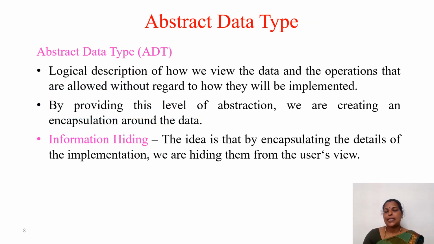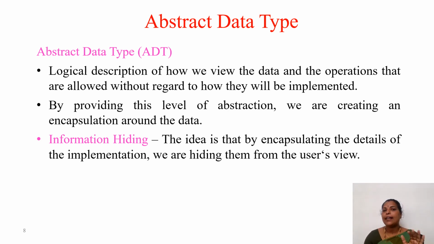Next is the abstract data type. Most of the time it is called ADT only. It is a logical description of how we view the data and the operations that are allowed, without regard to how they will be implemented. That is, the implementation detail is hidden from the user. So it is a logical representation, the abstract view, the gist. Whatever is needed by the user, that alone is there, not all the implementation details. Implementation details are the complex part, so those are hidden from the user.